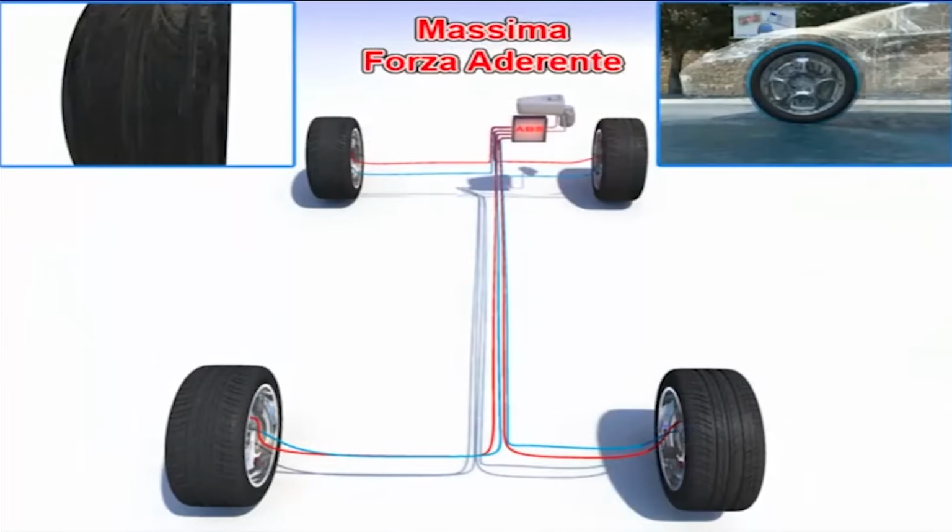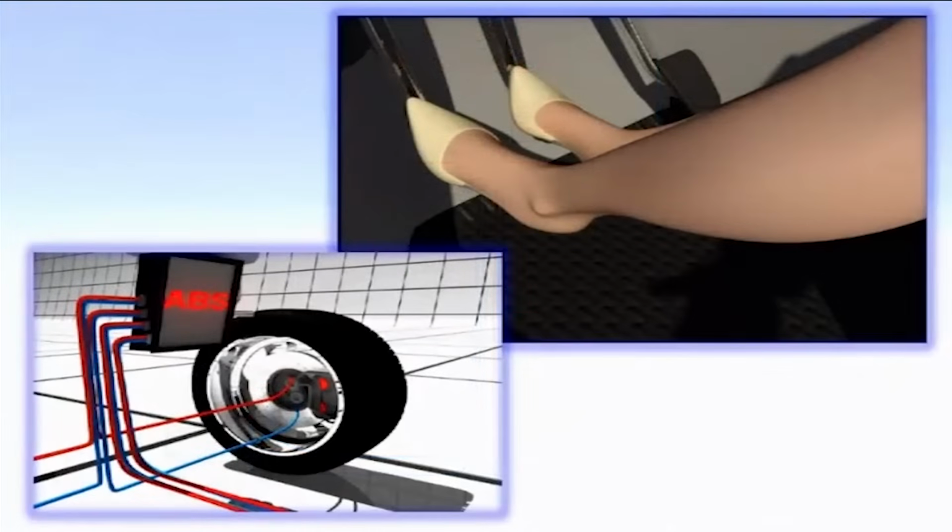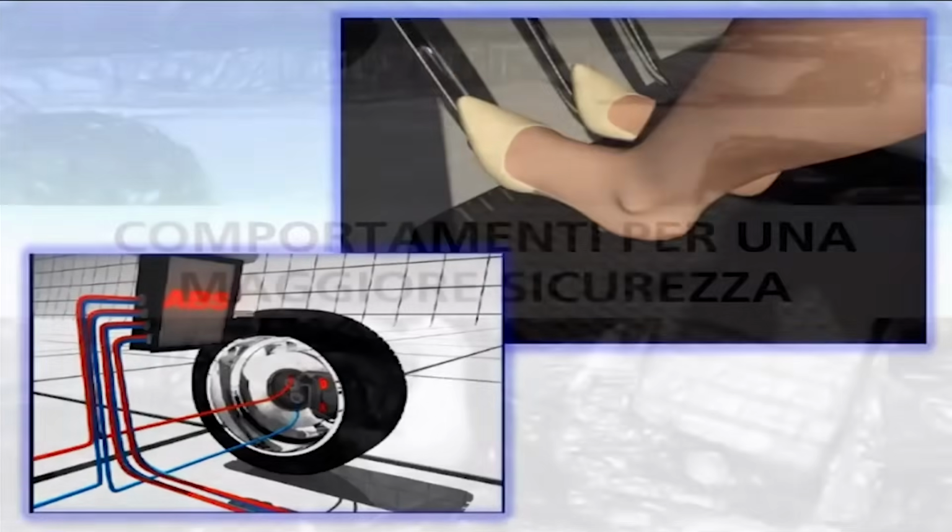All wheels, even when the tires are worn and the asphalt wet, taking advantage of maximum grip strength. In case of emergency braking, it is very important to keep pressing the pedal hard without releasing the pressure when the ABS comes into action. The electronic system will distribute the pressure on the individual wheels in relation to grip.